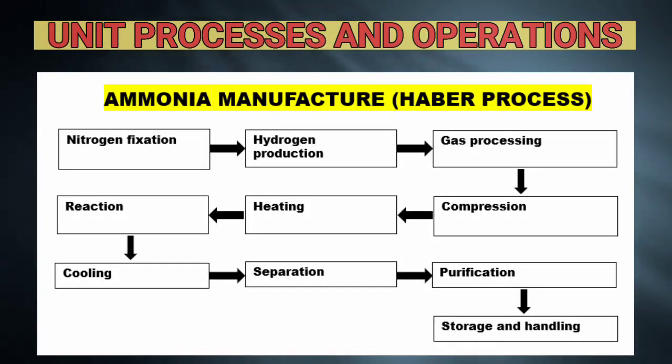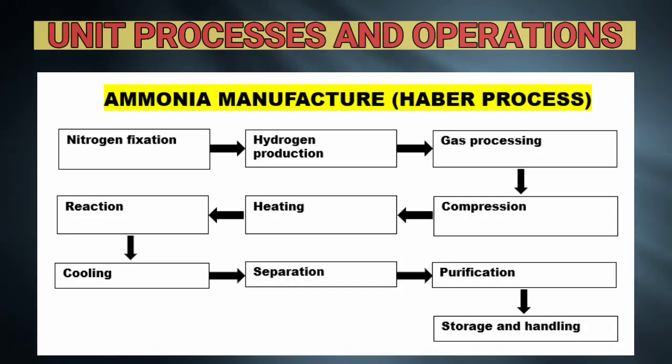Another example we could consider is the manufacture of ammonia by the Haber process. It actually entails the unit processes, the first one being nitrogen fixation, that has to do with separating nitrogen from air via liquefaction. Then we now have hydrogen production, which has to do with steam reforming of natural gas or other hydrocarbon. And then the same process, we have the gasification of coal or other carbonaceous material that could actually produce hydrogen.